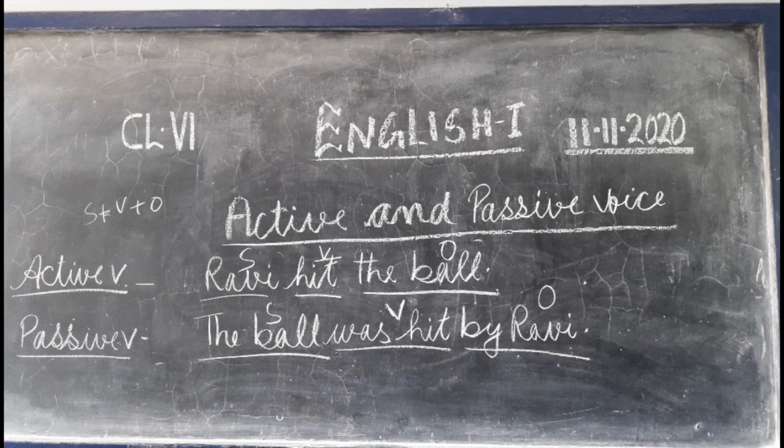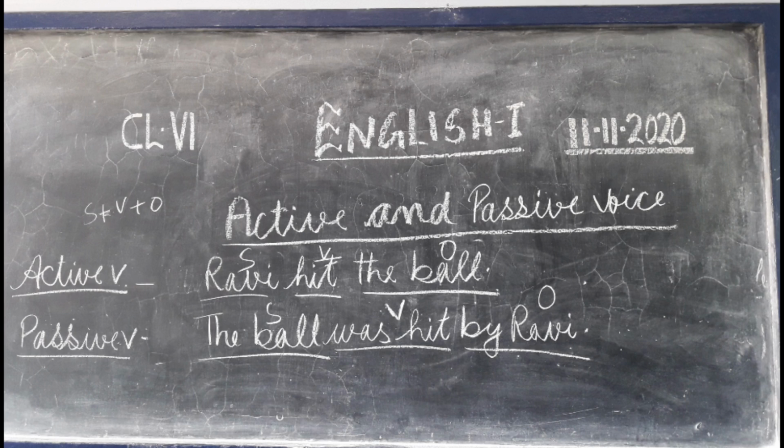So when you change into passive voice, the ball was hit by Ravi. The ball will become the subject and Ravi will become the object, and the verb will be with the helping verb was hit, or third form of verb we use. Okay, so you see here, Ravi hit the ball. Ravi is the subject, hit the verb, and the ball is the object. So when you turn into passive voice, the ball was hit by Ravi. The ball is the subject, was hit verb, and by Ravi is object.